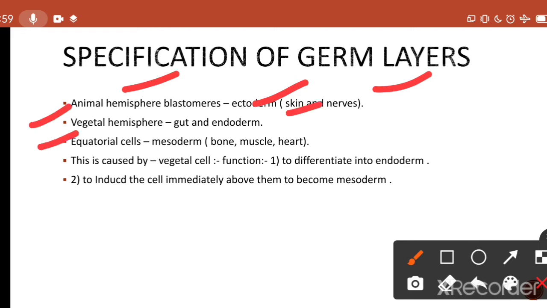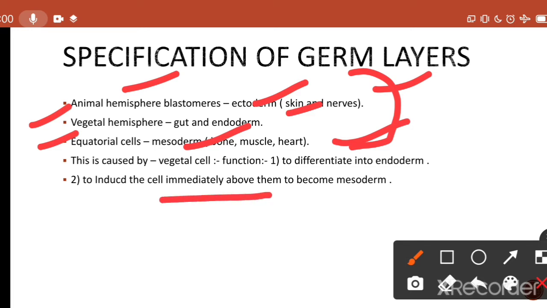Equatorial cells result in the formation of mesoderm, which will further form bone, muscles and heart. And this formation of endoderm, mesoderm and ectoderm is caused by vegetal cells. What is the function of these vegetal cells? These cells cause differentiation into endodermal cells, and they induce the cells immediately above the vegetal cells to convert into mesoderm.